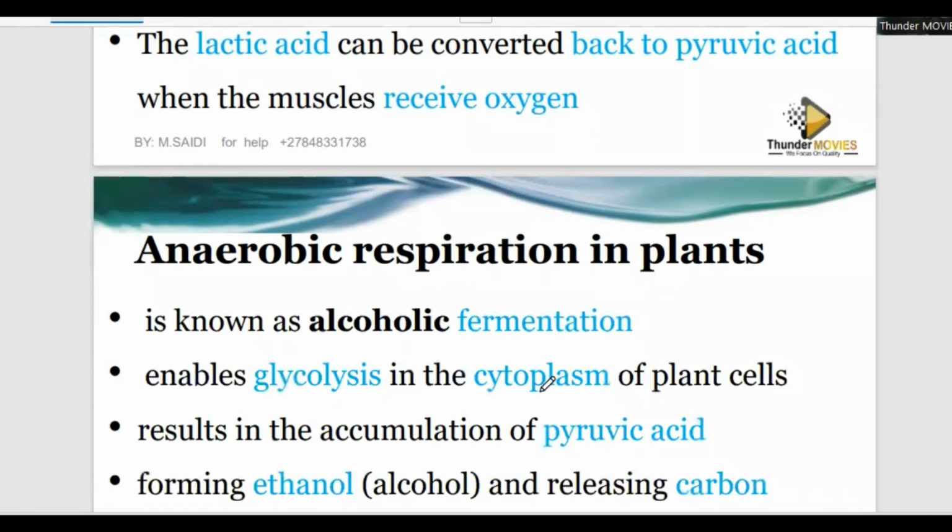What about anaerobic respiration in plants? This is called alcoholic fermentation. People who are making, you know how you call it?